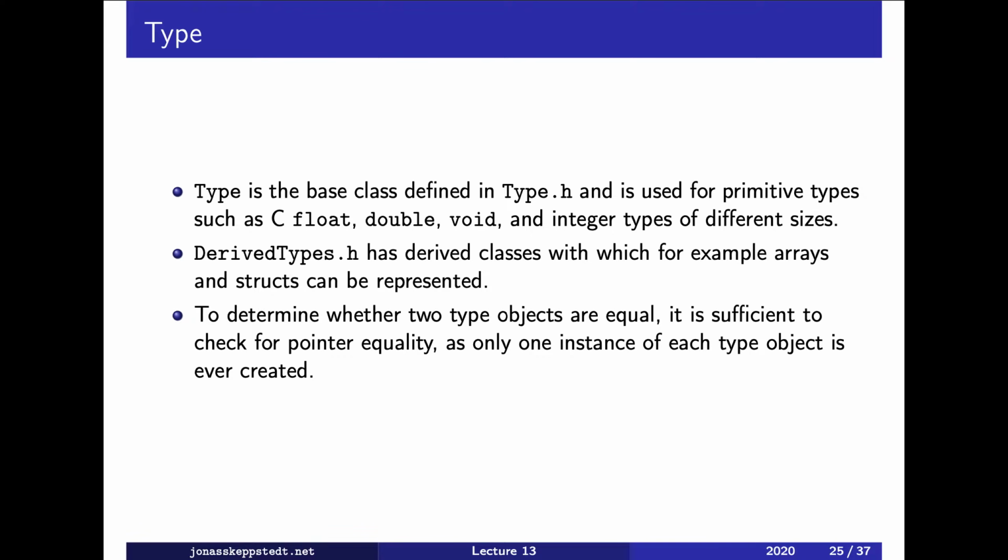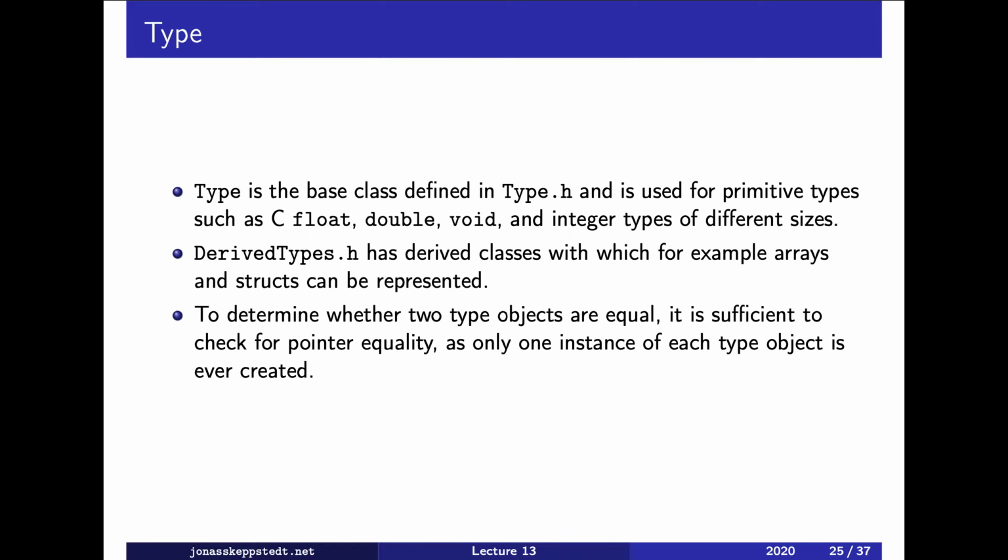Instructions have a type, and that's the type of the value that they produce. And this class is for the primitive types in C, such as float, double, void, and the integer types. And then there are the derived types for arrays and structs.